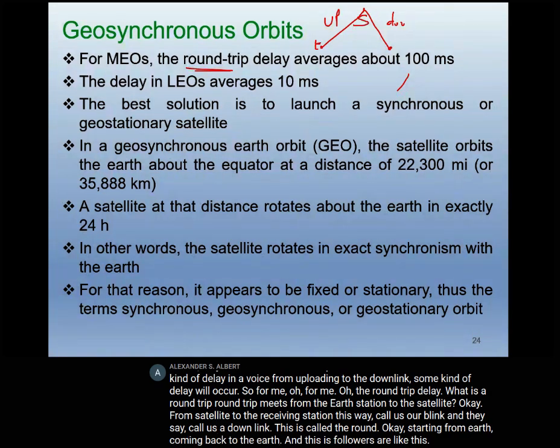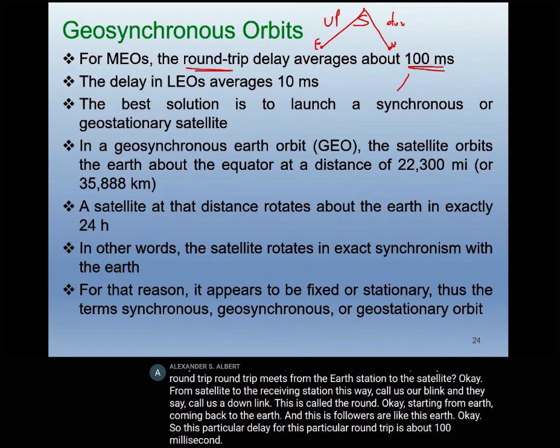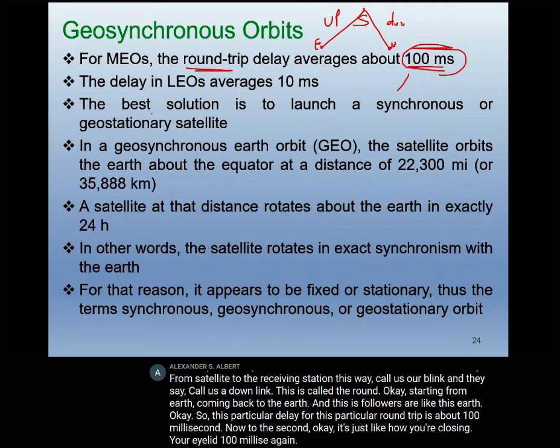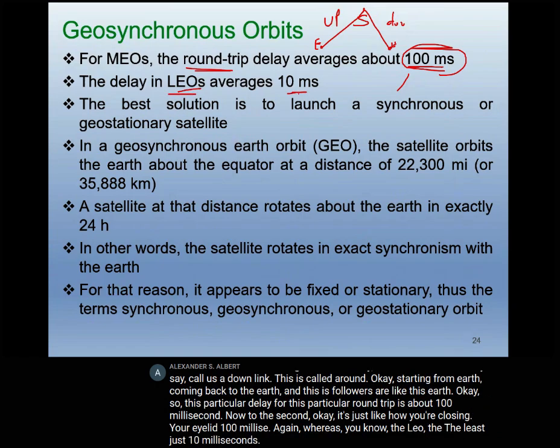This is the Earth. So the delay for this particular round trip is about 100 milliseconds, not even a second. It's just like closing your eyelid, 100 milliseconds. Whereas for LEO, the delay is just 10 milliseconds. So the best solution is to launch a synchronous or geostationary satellite.